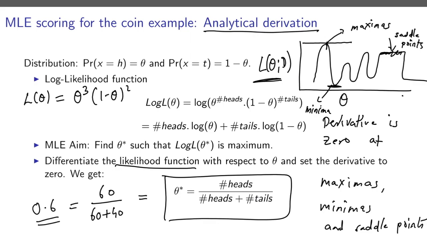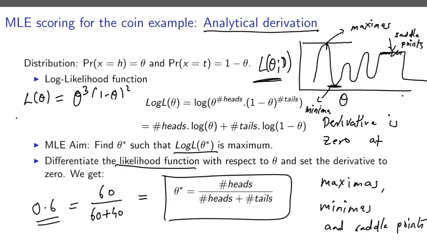Let's try to do this for our likelihood function, which is theta cubed times 1 minus theta squared. One trick that we can use is that since log is a monotonic function, and since taking derivatives of logs is easier, instead of maximizing the likelihood, we'll maximize the log likelihood of the data. If we maximize the likelihood and get a solution, and we maximize the log likelihood and get a solution, since log is a monotonic function, the two answers will be the same. And the good news is that taking derivatives in the log space is easy.